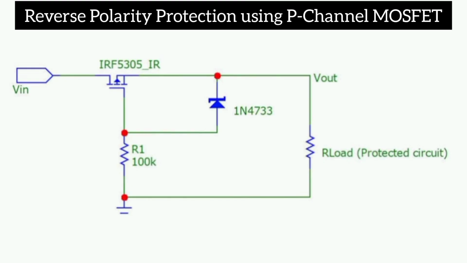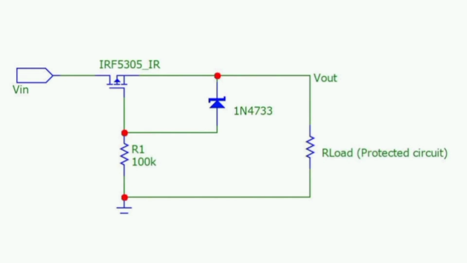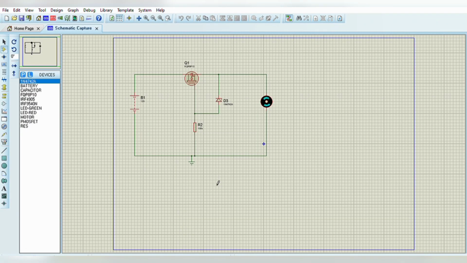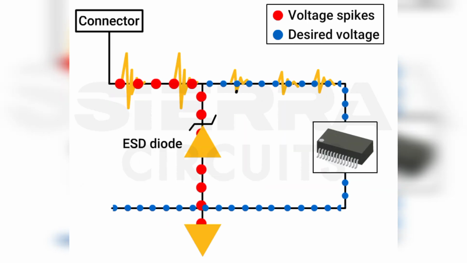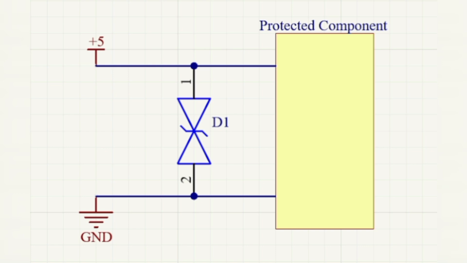Now, every real product also needs protection circuits. Reverse polarity protection and input protection help prevent damage when power is connected the wrong way or when the supply is unstable. Now, on connector facing lines, ESD and transient protection are very important. These parts help absorb static discharge and reduce the chance of damage to the electronic product.